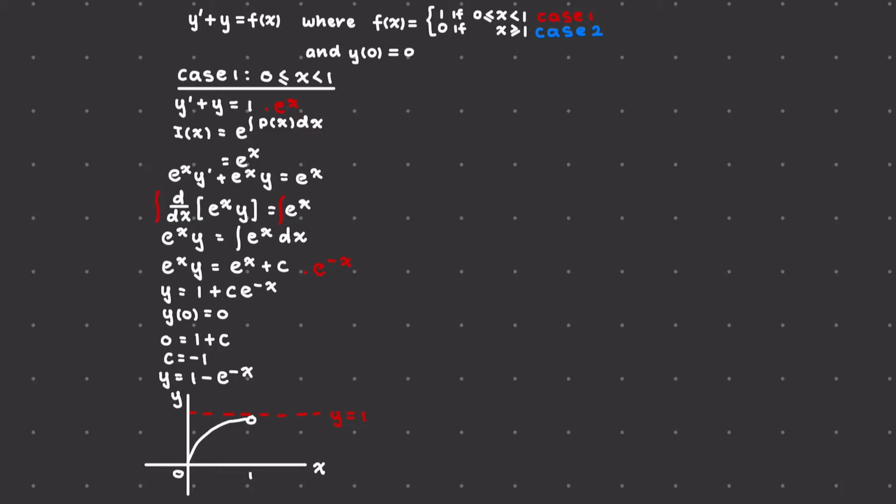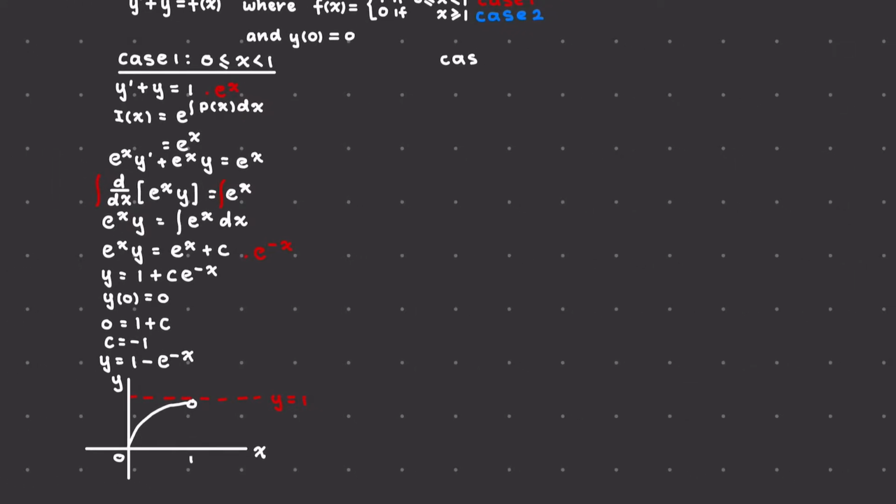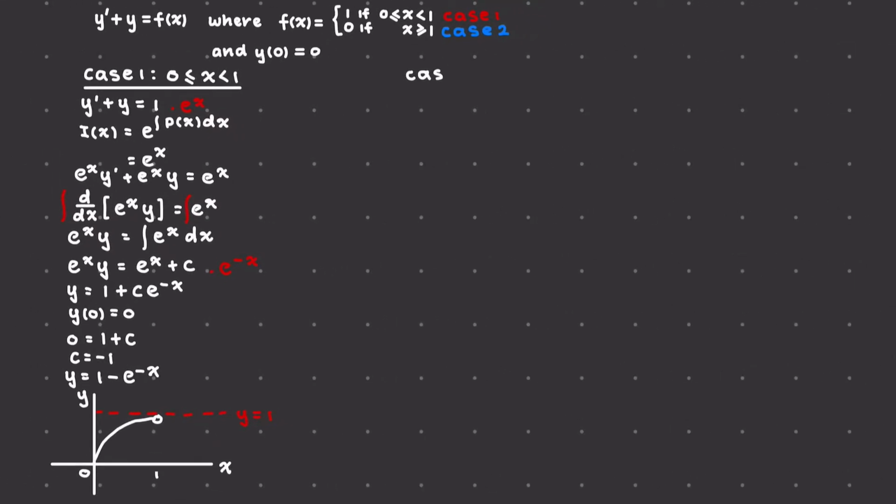And so, to make this function continuous, we will solve for case 2 using a new initial condition that we've gotten here, which is our new initial condition for case 2, and I'm going to do this example side by side so you can see clearly all of the steps that I'm going to do here. So our case 2 here is when x is greater than 1.